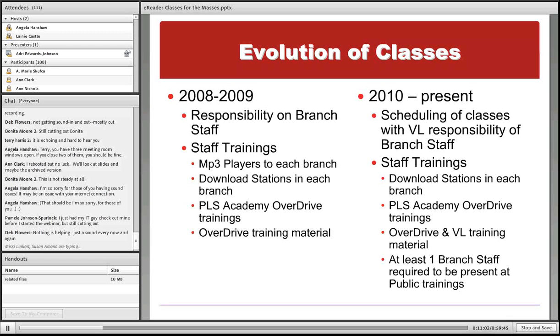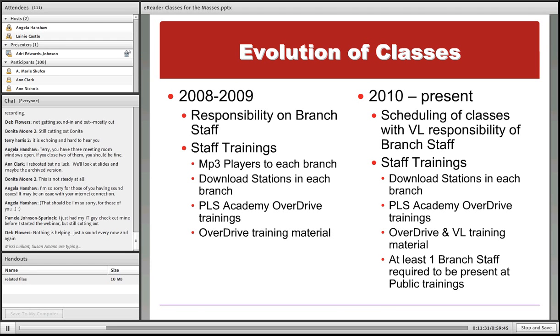We also have a program at Pioneer called the PLS Academy. It's a training academy that our training coordinator, Louise Whitaker, runs. And it's amazing. It's very in-depth. Basically, if there's something you need to do for your job, there's a training for it. And so there was an Overdrive training, part of the PLS Academy, that staff could participate in. And then we relied solely on the Overdrive training material that was given to us.